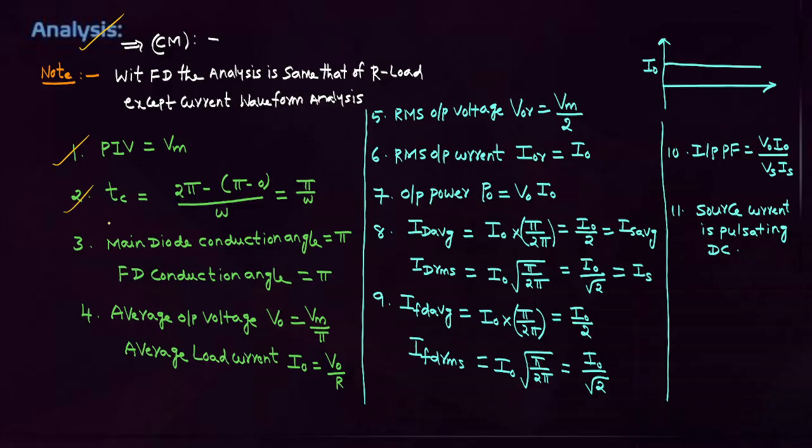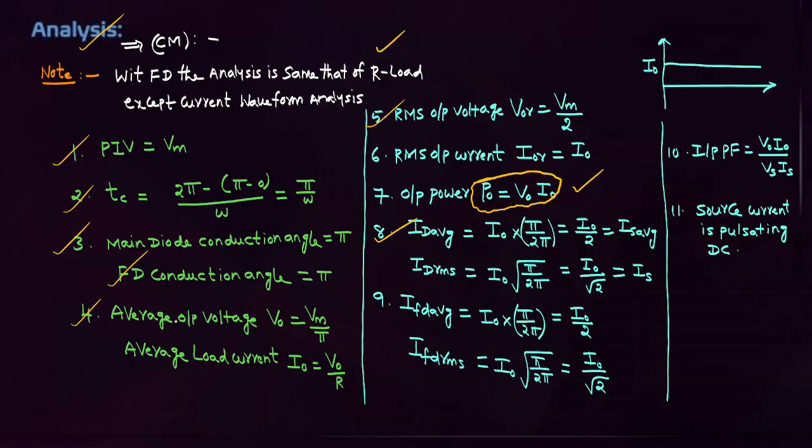Peak inverse voltage, circuit turn off time, main diode conduction angle, freewheeling diode conduction angle, average output voltage, RMS output voltage. Simply remember, with a freewheeling diode most of the formulas are similar to R load, except the conduction angles. Then output power: here output power is V naught into I naught. One point you have to remember: wherever continuous mode is there, you have to take the average power concept, not the RMS power concept. If it is discontinuous mode, then only it is the RMS power concept, that is V naught RMS into I naught RMS. RMS power means you use the RMS value of current and RMS value of voltage. If it is continuous mode, you have to use the average voltage.